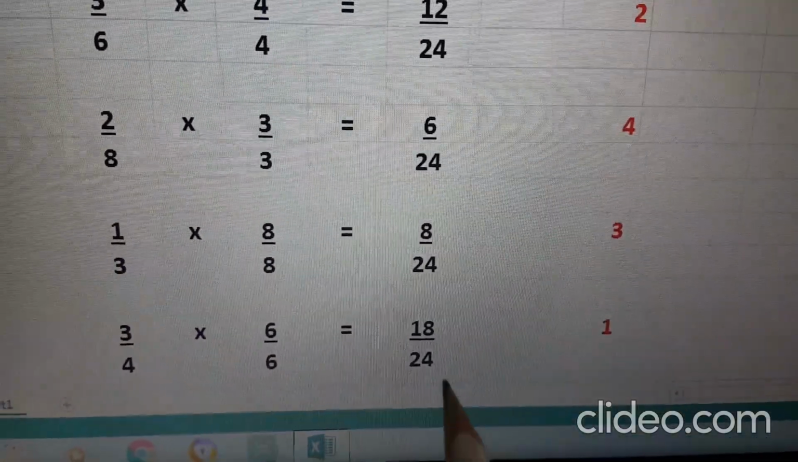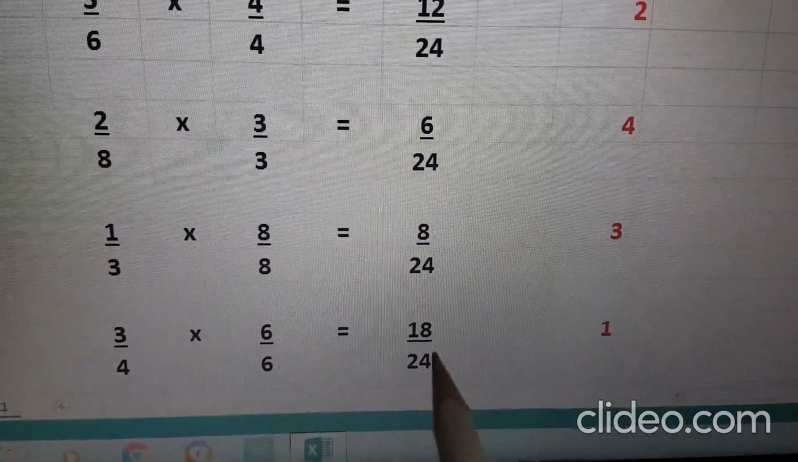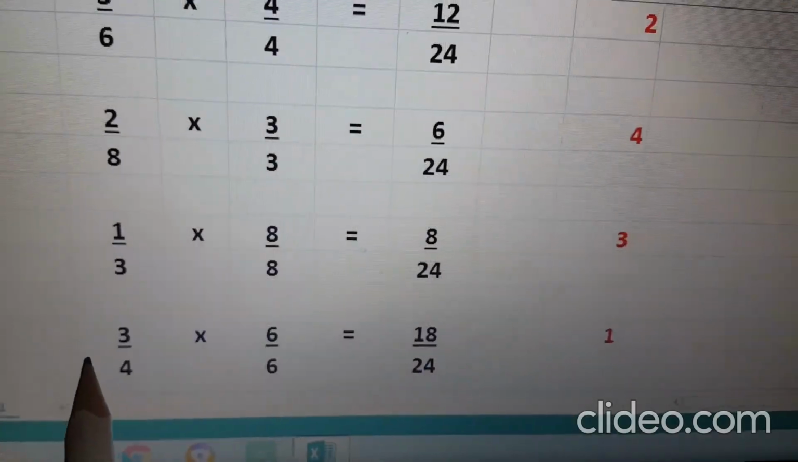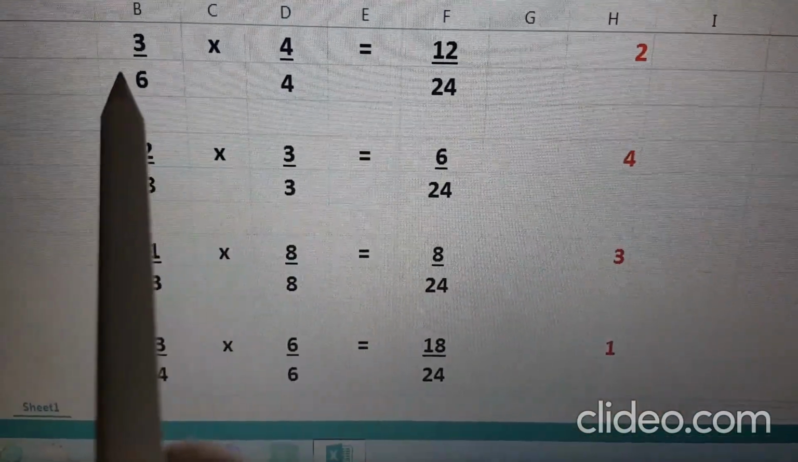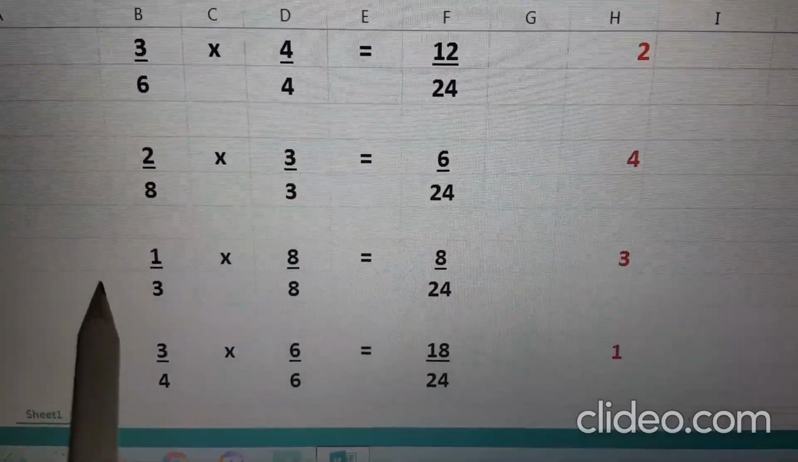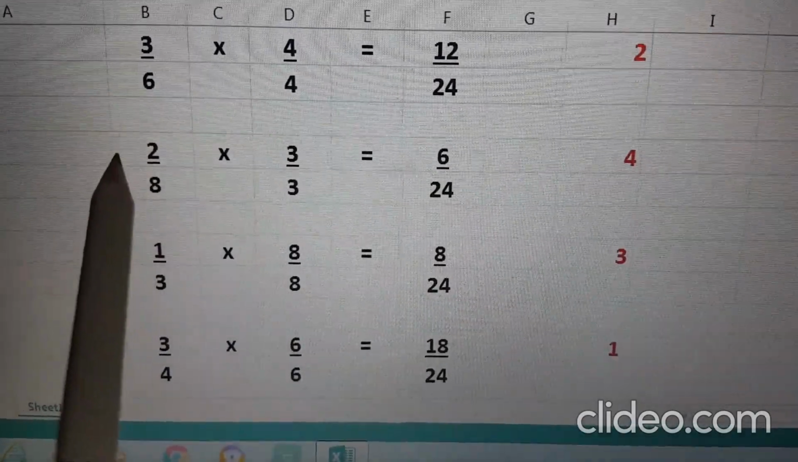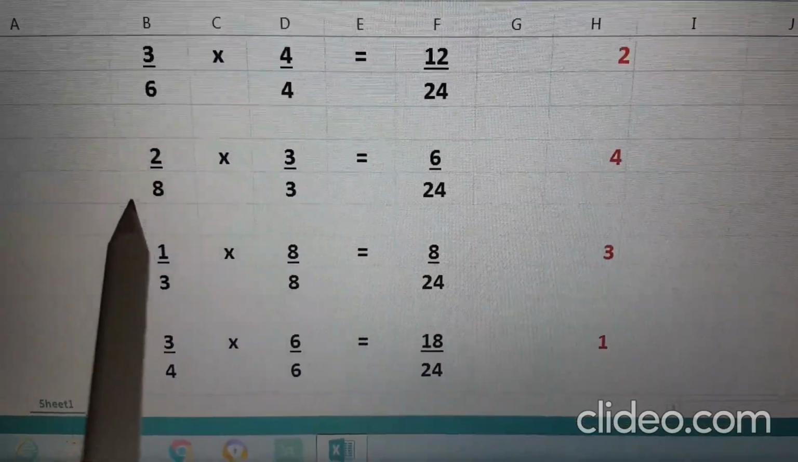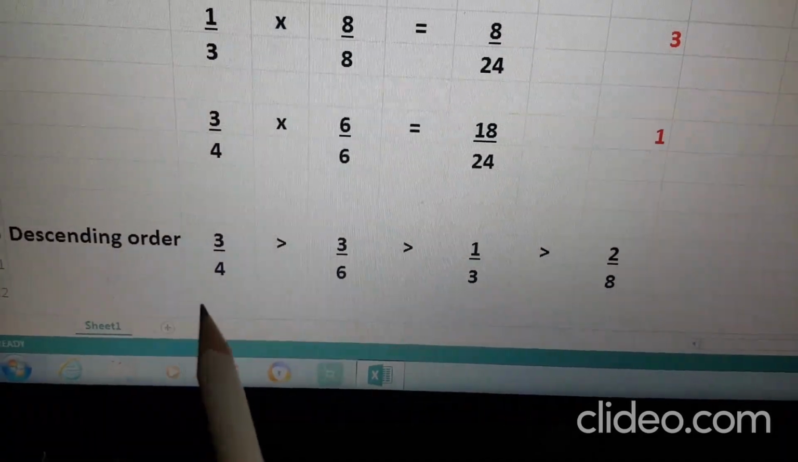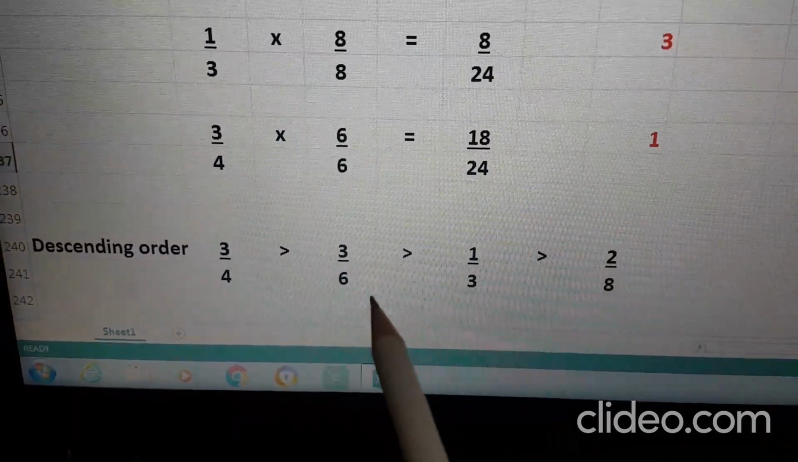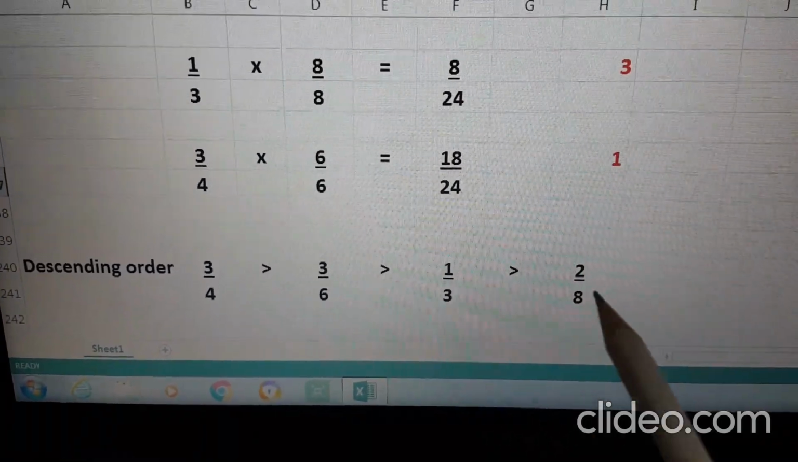So the corresponding fraction of 18 upon 24 is 3 upon 4. We will write in first. Then 3 upon 6 we will write. Then 1 upon 3 we will write. Then 2 upon 8 we will write. So the descending order is 3 upon 4, then 3 upon 6, then 1 upon 3, then 2 upon 8.